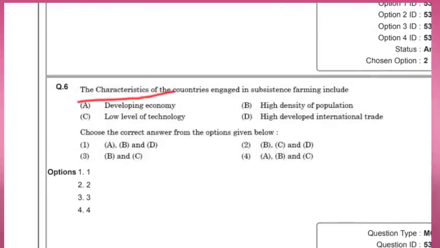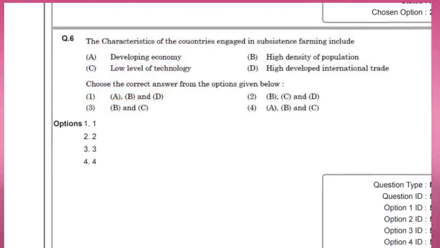And next question: The characteristics of the countries engaged in subsistence farming include... This is an important question, and the correct answer is option 4, A, B and C: developing economy, high density of population and low level of technology. Option 4 is the right answer.